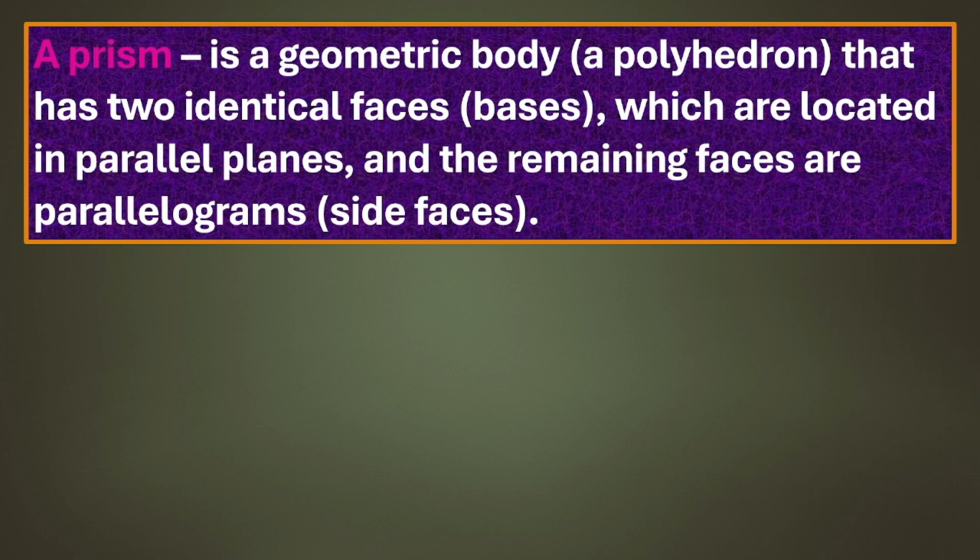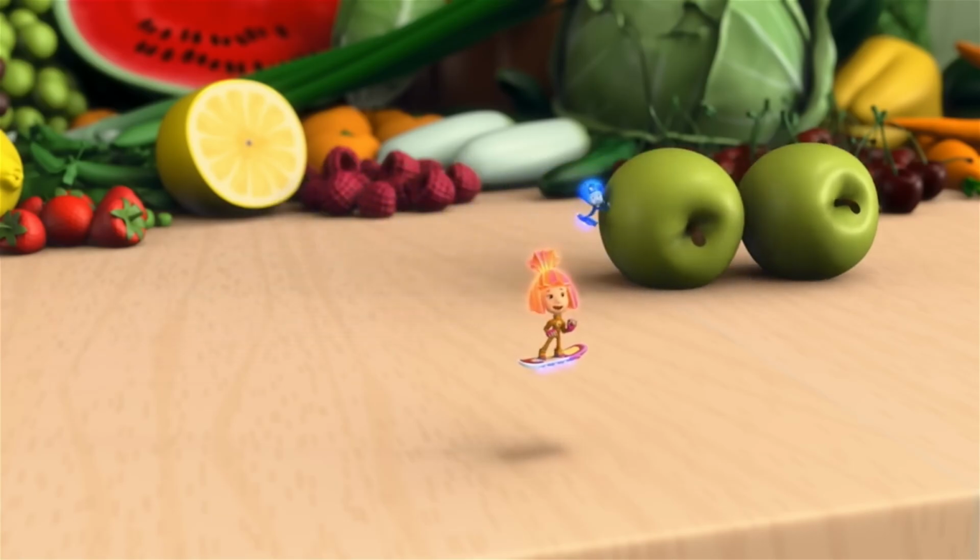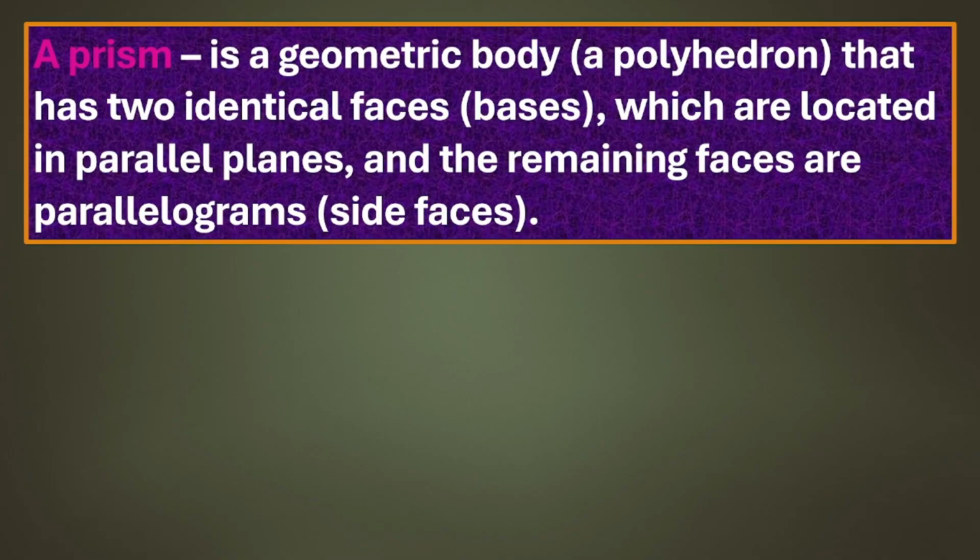So what do we call a prism? A prism is a geometric body, a polyhedron, that has two identical faces, bases, which are located in parallel planes, and the remaining faces are parallelograms, side faces.